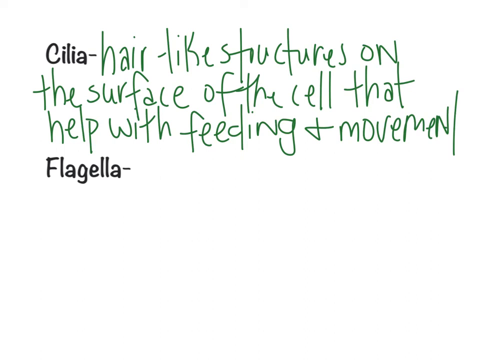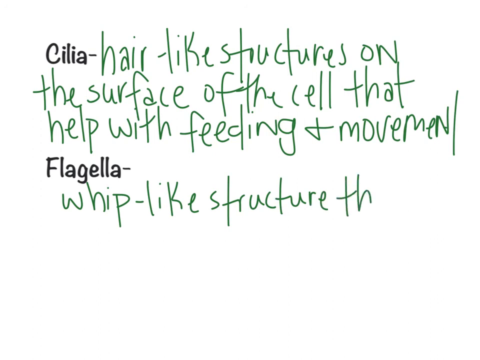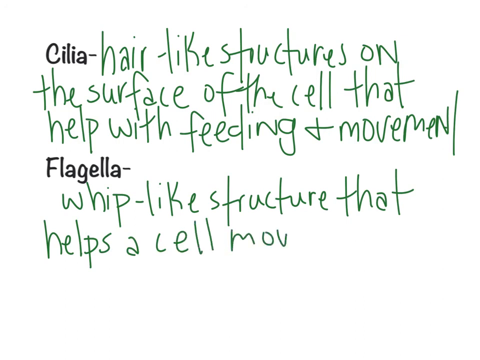And then flagella, these are things that if a cell has a flagella, it just has one. And this is a whip-like structure that helps a cell move. So just a whip-like structure, and it will beat back and forth like a tail. Think of it like a tail or a whip, and it will just beat back and forth, and that's what helps a cell move. Okay?